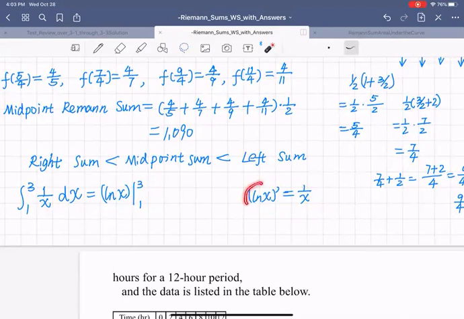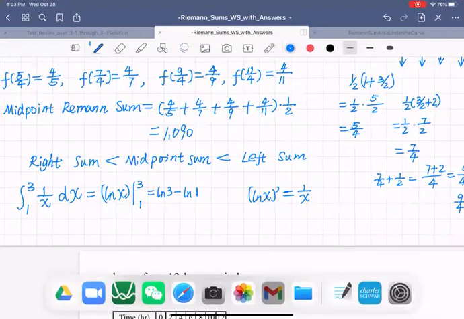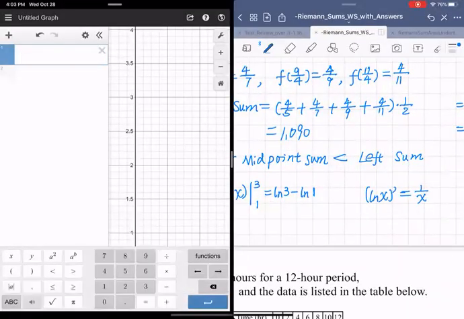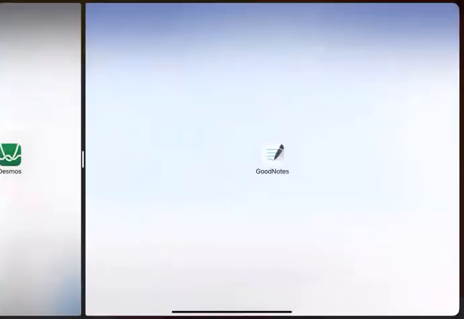I understand where you got the ln x. What's that next to it? The next step is to use ln 3 minus ln 1. Ln 1 equals 0. Let's calculate ln 3. Ln 3 is 1.098, correct? 1.0986, right?